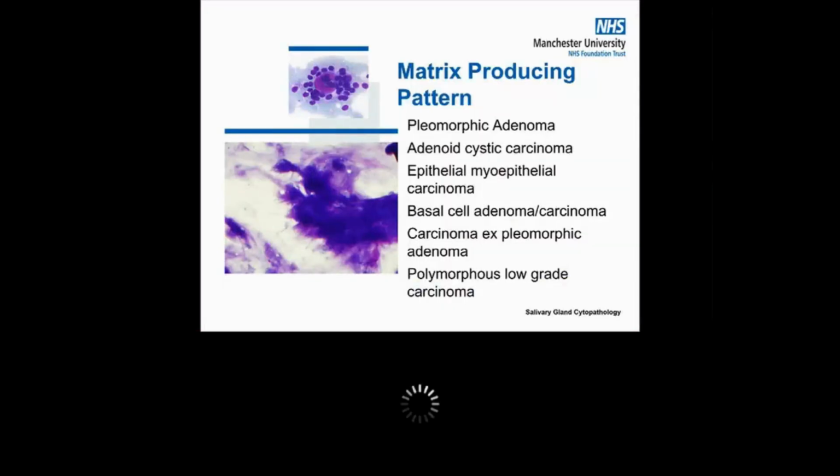Moving on to the matrix producing pattern. So these are the FNAs of salivary gland lesions that contain matrix. And these will often overlap with the basaloid type pattern. And we'll discuss some of these ones now, the common ones and some of the problematic ones as we go forward.